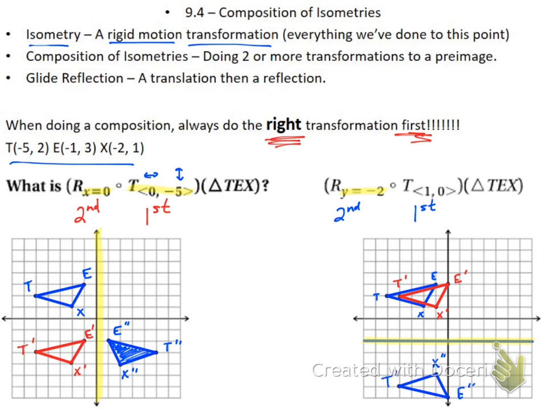TEX double prime after my composition: my shift right 1, and then my flip, my reflection over the line y is equal to -2. So again, go ahead and color it in. That's my final image, just so I can see which one's my final.